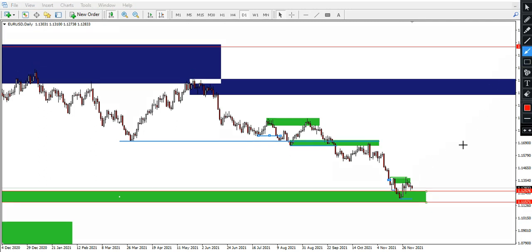Price has to break that and then move back up to mitigate the same OB that it did not trade into. Then this will be our breaker block instead of being a mitigation block. This whole area here will be our breaker block, and then we'll take our entry down.